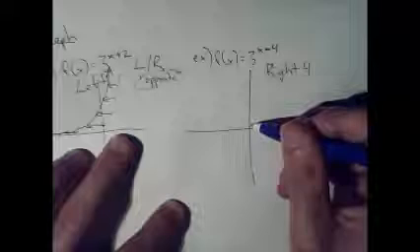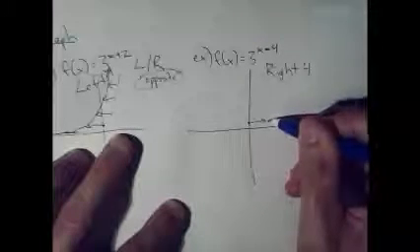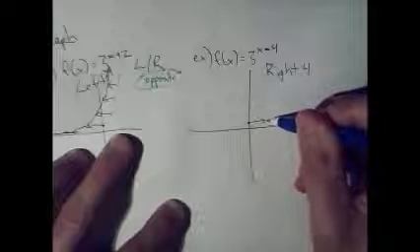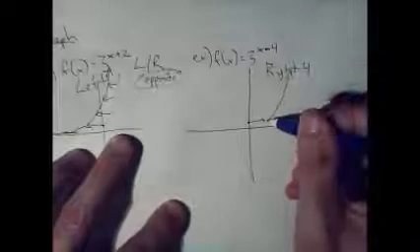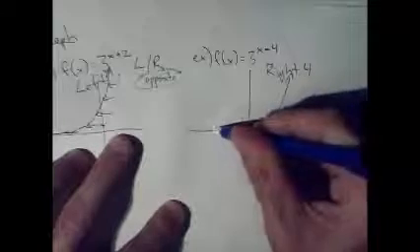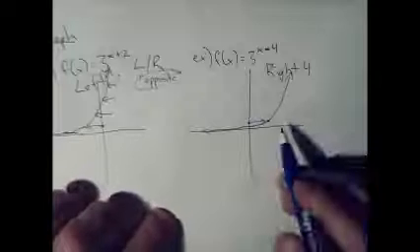Where my parent function would start at 0, 1, now I go 4 units right. It's going to start at 4. Now, it's still going to have that exponential growth. It's still going to have that flatten out asymptote effect. And once again, these are the 2 graphs. What's going to be nice is these are all going to be matching.